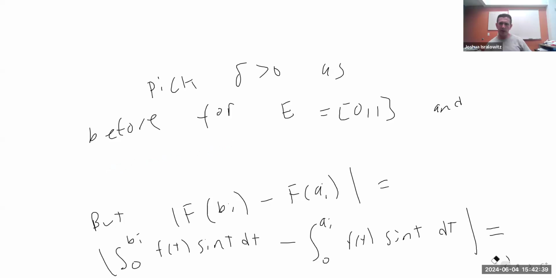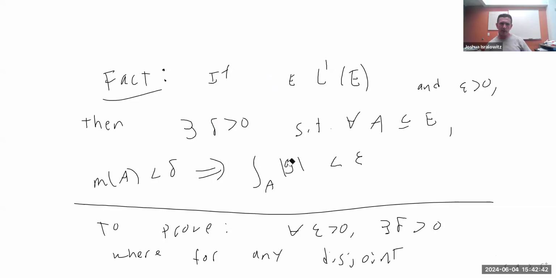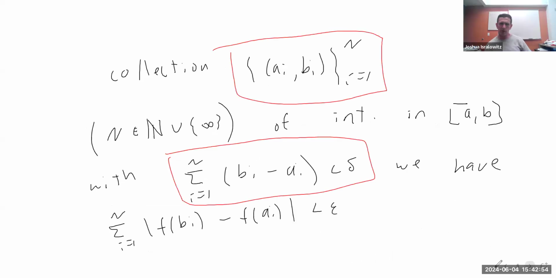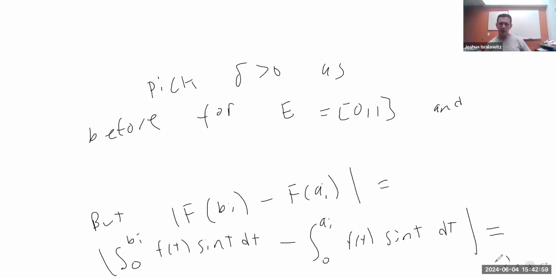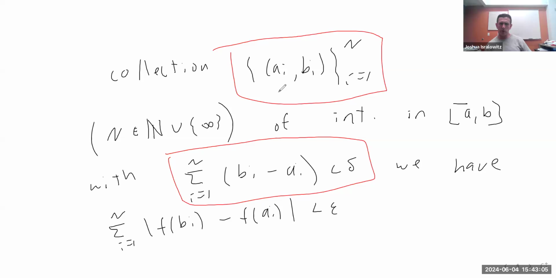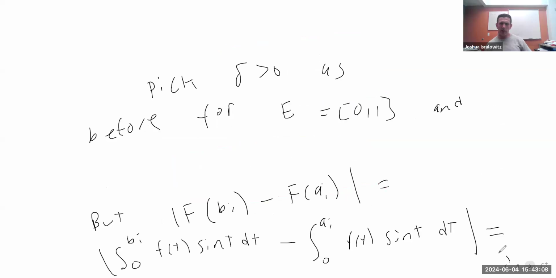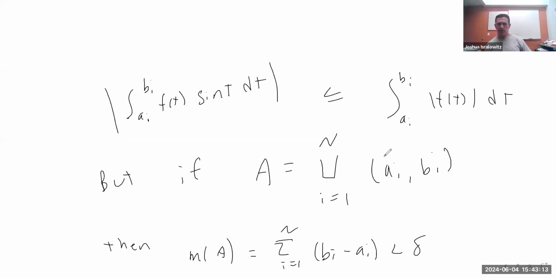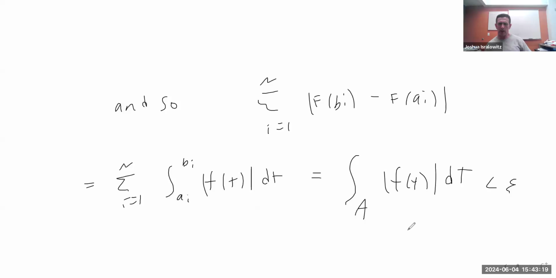Could even just do that. Kind of silly. Yeah, I mean that's basically it. We picked delta where this is true, and we picked the same delta here. So if these are disjoint intervals in A to B, then by the nature of integrals, you just sum up, less than or equal to this. So it's the integral over A, and it's less than epsilon.